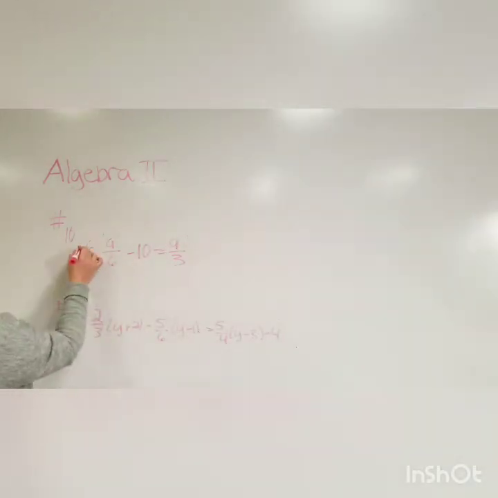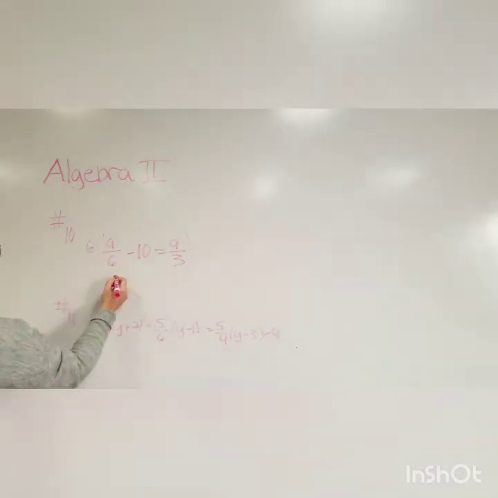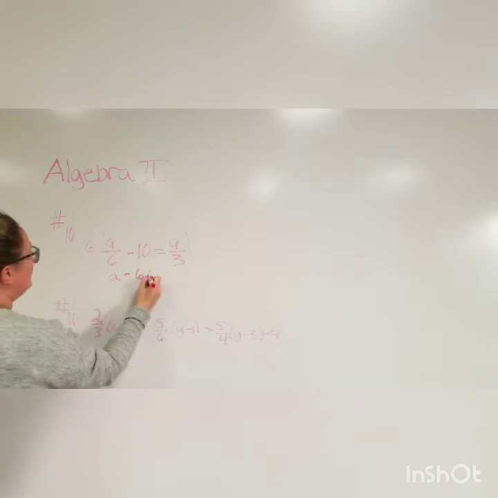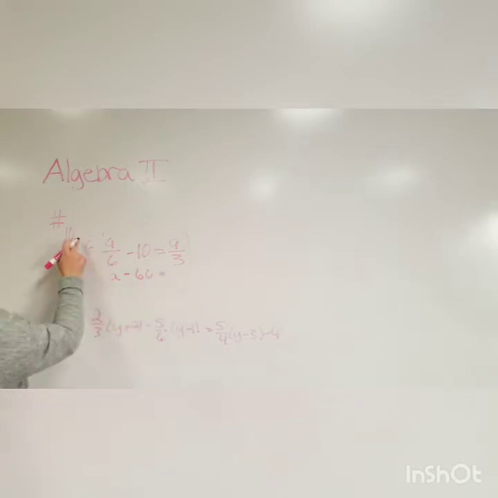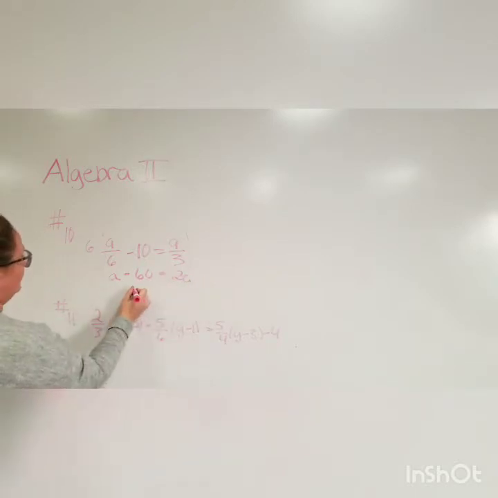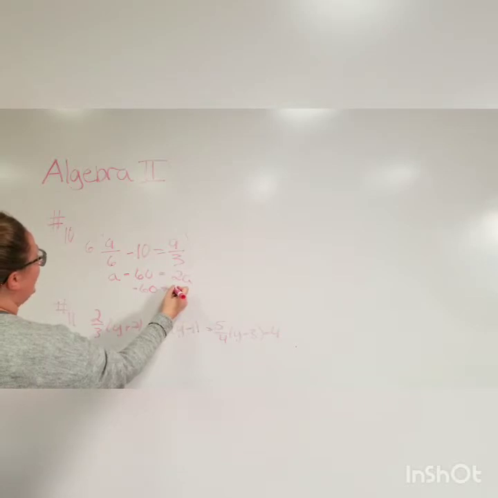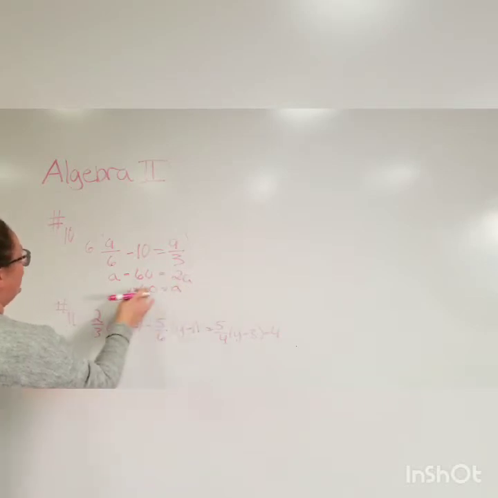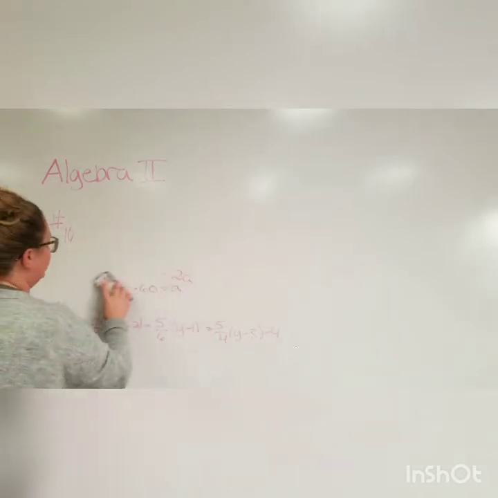So 6 goes into 6 one time. 1 times A is A. 6 times 10 is 60. And 3 goes into 6 twice. 2 times A is 2A. All right, so just solve for A. Leave your negative 60 right here. And this A is going to move over and subtract. 2A minus A leaves 1A. A equals negative 60.